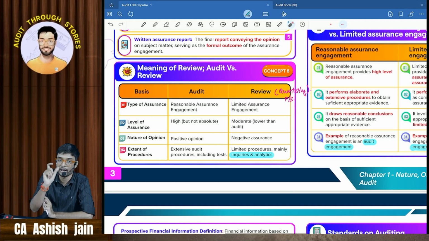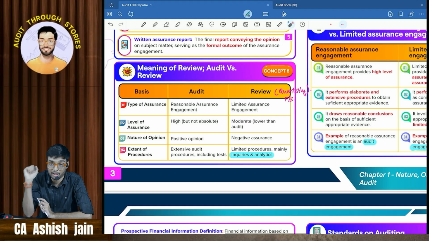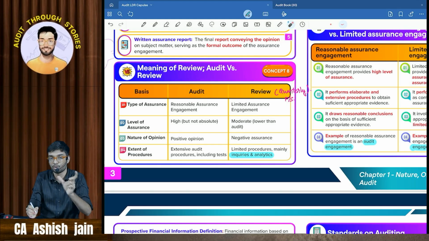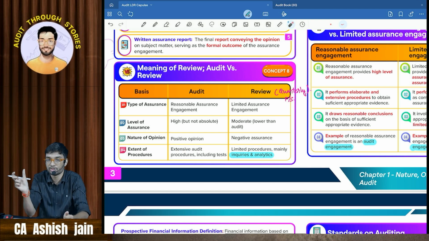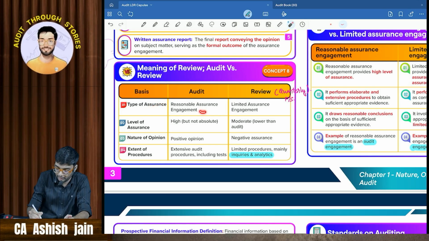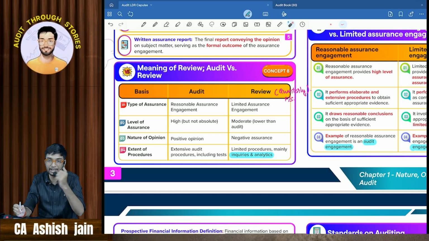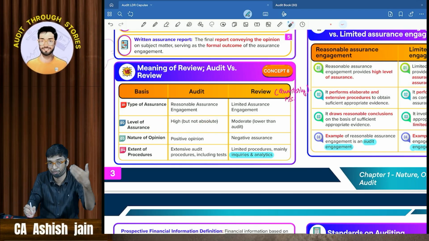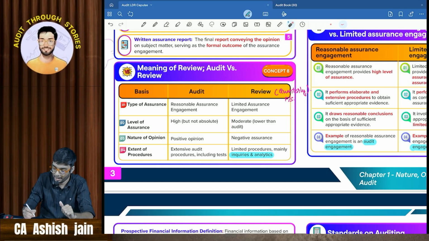He will not give an audit report. Instead, he will give a review report for that particular 3 months, because audit is usually done for 12 months, whereas review is usually done for 3 months. Remember this. The type of assurance is reasonable assurance engagement in audit, whereas in review you give limited assurance engagement. The level of assurance is very high in audit, whereas it is moderate, or lower than audit, in review.